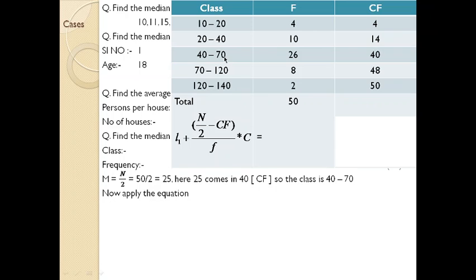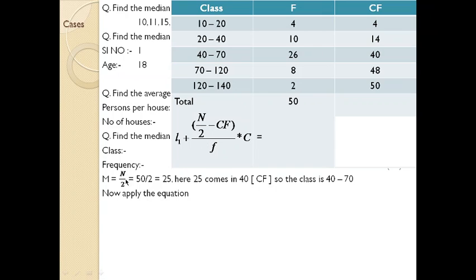This is how you have to identify the class. Once you identify the class, you just substitute the values on the basis of that particular class in the given equation. Previously we dealt with the equation L1 plus n by 2 minus CF by F into C. It is the easiest equation. L1 represents the lowest value. What was the class? The class was 40 and 70. Which one is the lowest value? It is 40. So 40 plus n by 2.